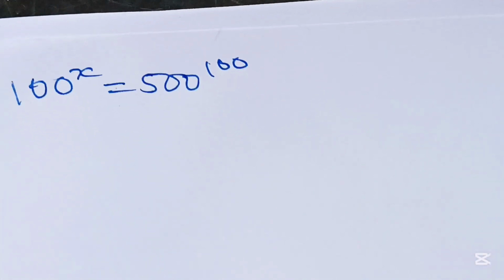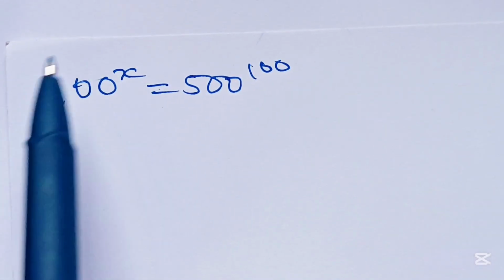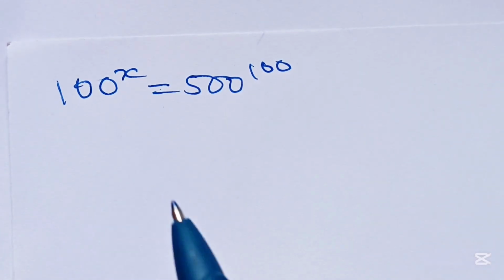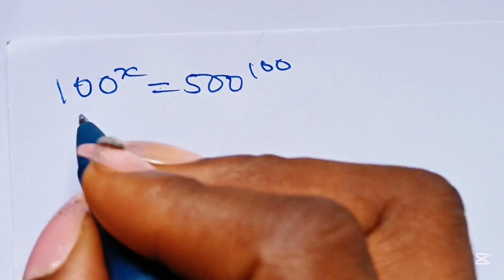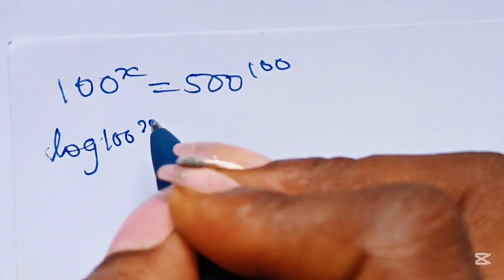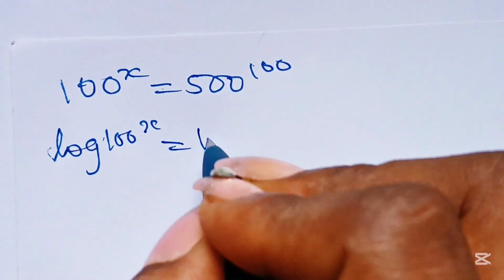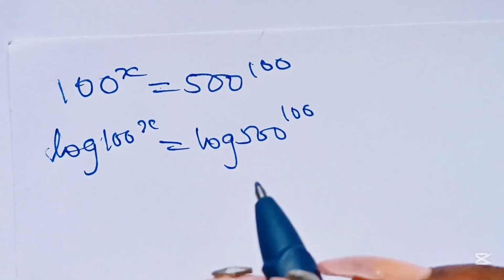Let's solve for the value of x. First, once the power is what we are looking for, we need to introduce log to both sides of the equation in order to bring it down. So we have log 100 to the power of x is equal to log 500 to the power of 1000.